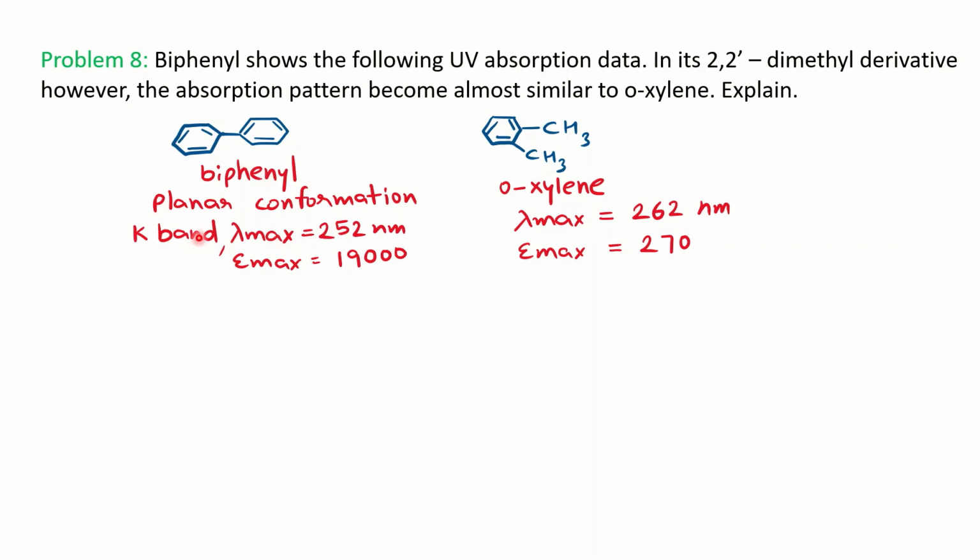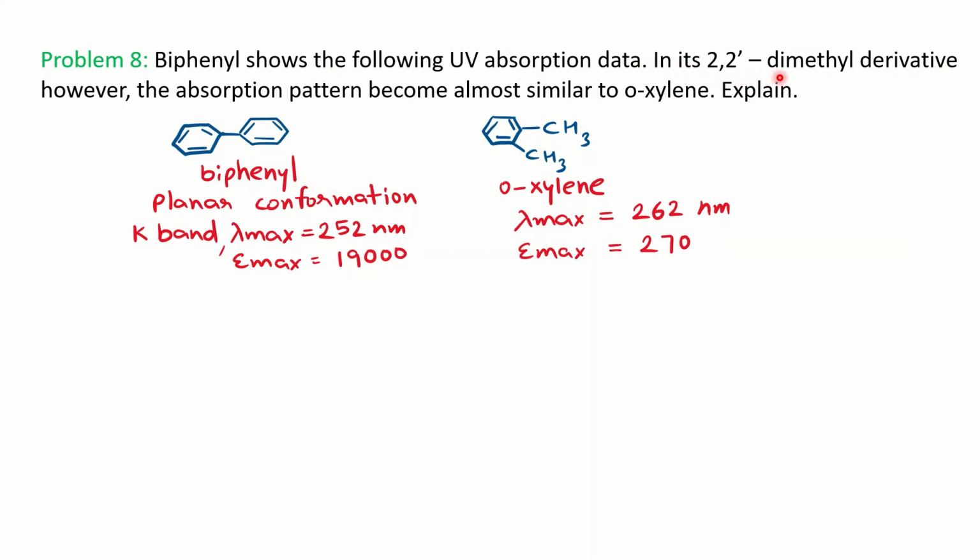Biphenyl is a planar molecule and the K band appears at 252 nanometers, and the epsilon value, which is the molar absorptivity, is 19,000. This says the intensity is high and it is an allowed transition, meaning a pi to pi star transition. We have pi orbitals here and extension of conjugation is present. Therefore, you have 252 nanometers for pi to pi star.